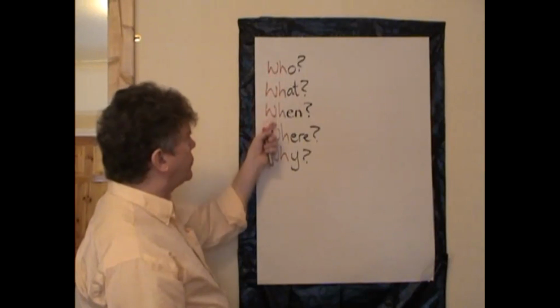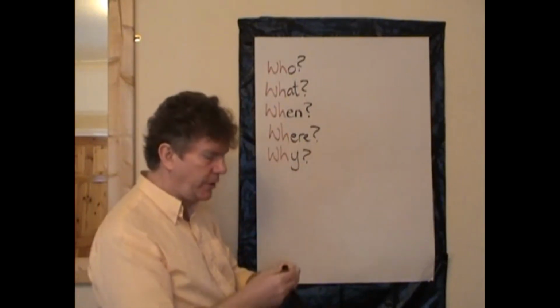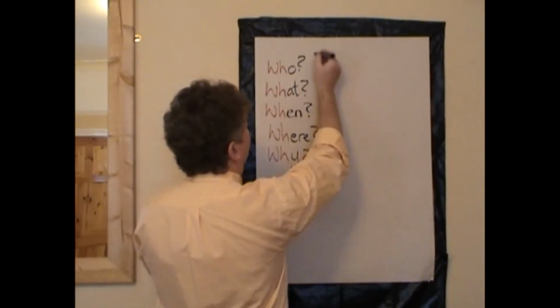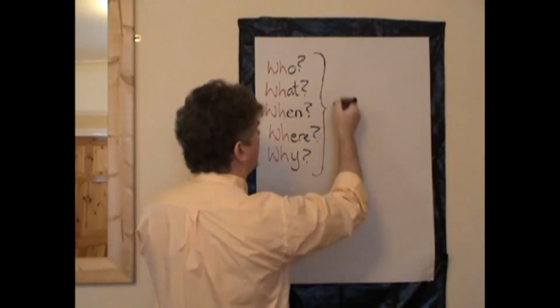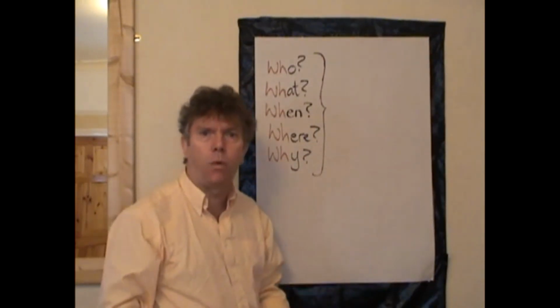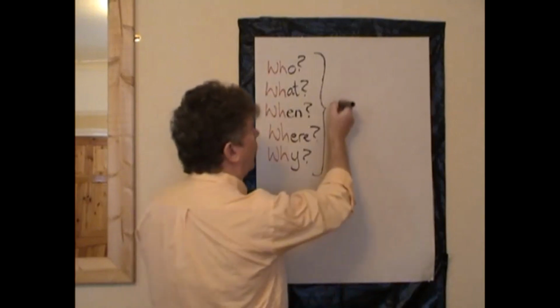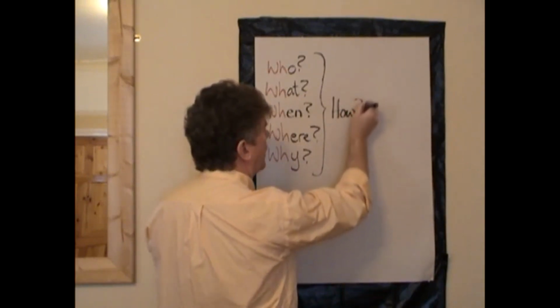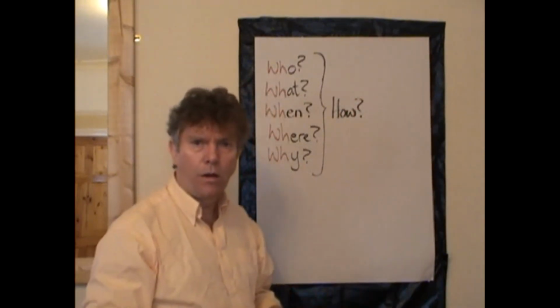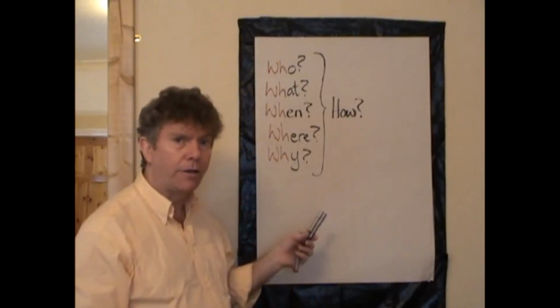You introduce children to those 5 questions, and then when they're older, when they're getting towards the end of Key Stage 1, you tell them that their job as an author is to tell people how. And this is the writing part.